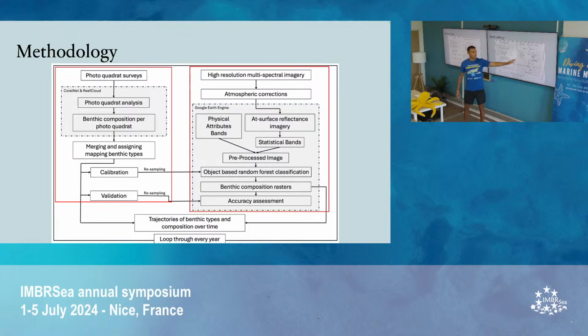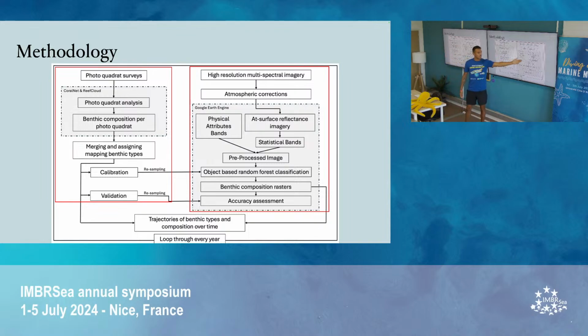And they're atmospherically corrected to get a surface reflectance so that they all give the same reflectance of the image. So you can see what you see in the field is what the image is showing. And here, using Google Earth Engine, we added physical attribute bands, so bands that represent physical characteristics of the reef ecosystem, such as slope, depth, and wave exposure.